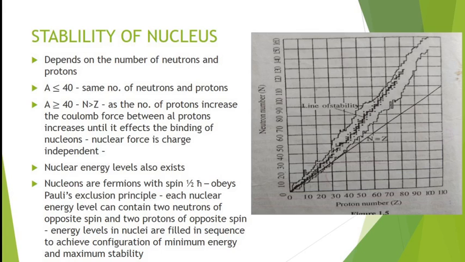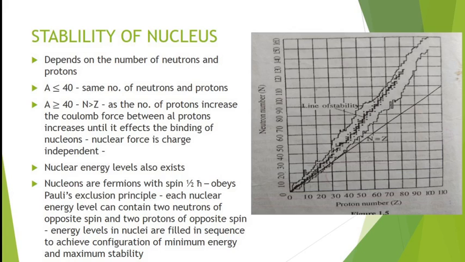But as proton number increases, you can see that the line of stability departs from the N equal to Z line. That means the number of neutrons increases. So for A greater than or equal to 40, the number of neutrons is greater than the number of protons, that is N greater than Z. As the number of protons increases, what happens? Just think, inside a nucleus, as the number of protons increases, what happens? Protons are positively charged, isn't it? So what happens?